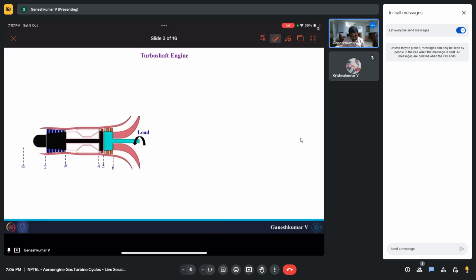So let's quickly go through the TS diagram. I think we all are experts in this by this time, because we have been doing this for several engines for like 10 weeks now. So it should be straightforward for you. In turboshaft engines, we do not have a nozzle. Instead, one of the turbines is connected to the load, so we generate power. That's all. Other than that, it is similar to a turbojet engine. Construction wise it is similar, but operation wise these are a little bit different.